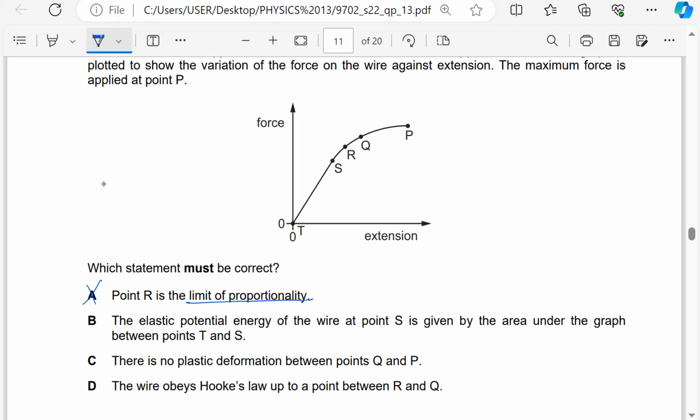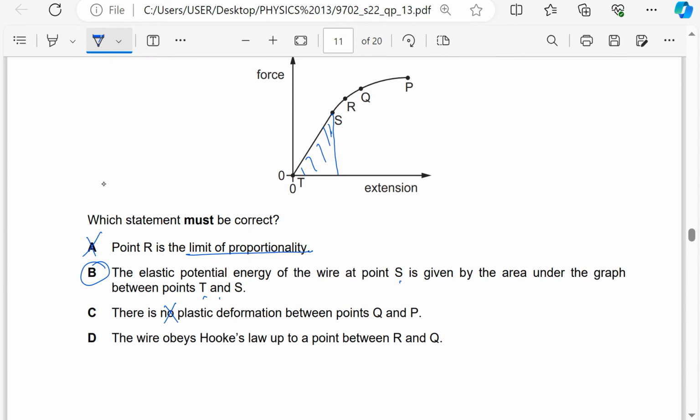The elastic potential energy of the wire at point S is given by the area under the graph between points T and S. Of course, the area under the straight line part is the elastic potential energy, so this is correct. There is no plastic deformation between points Q and P. Of course, after Q and P, there is plastic deformation, so this statement is wrong.